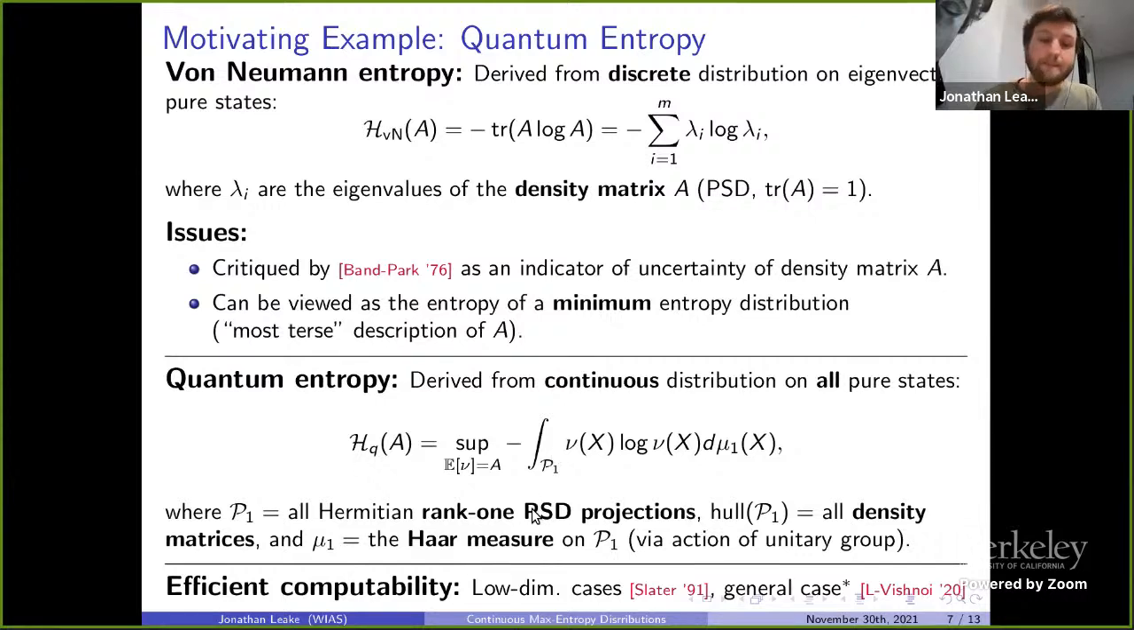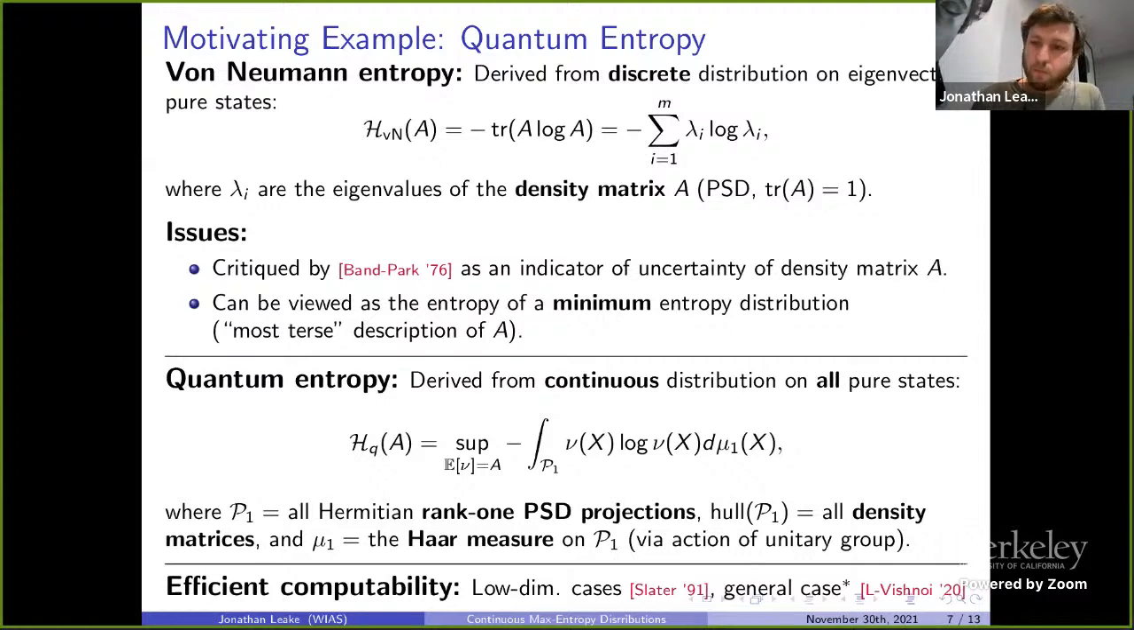Like I said, the efficient computability of this quantity was shown by Slater for some low-dimensional cases, and the general case follows from our work, with the caveat that the complexity depends on the smallest eigenvalue of A. So if you're very close to the boundary, the entropy goes to infinity, and in that case, things start to get a little bit less efficient.